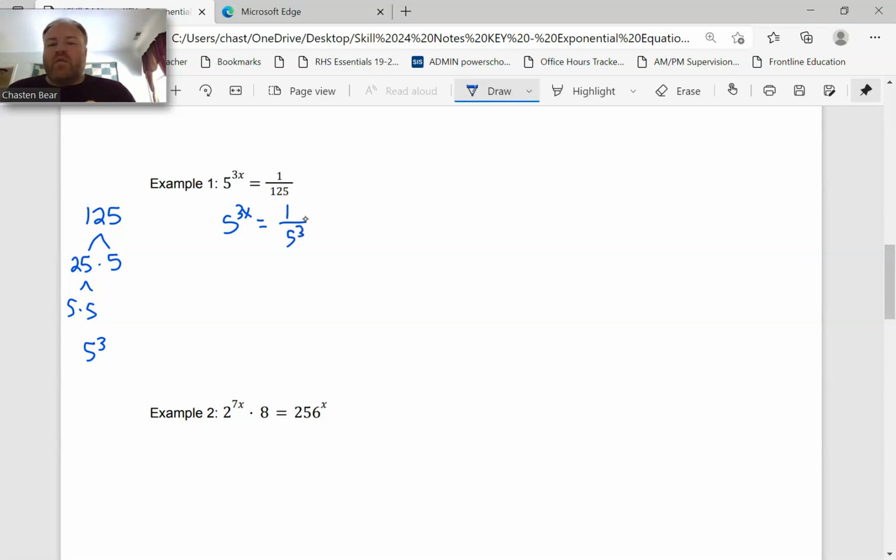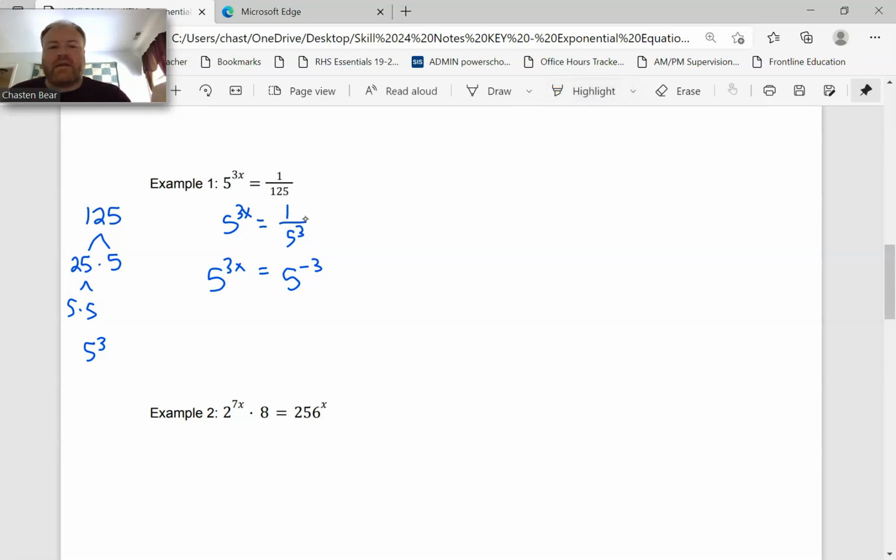Now, if I can make this 1 over 5 cubed be written as 5 to some exponent, this is where we're going to use the negative exponent property in reverse. So I'm going to think of that as 5 to the negative 3. So we have 5 to the 3x equals 5 to the negative 3. Do you see what I've done there?